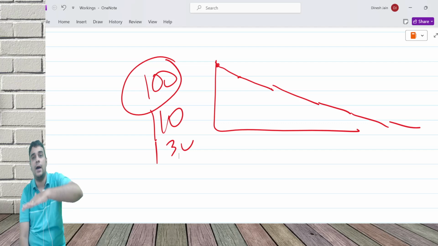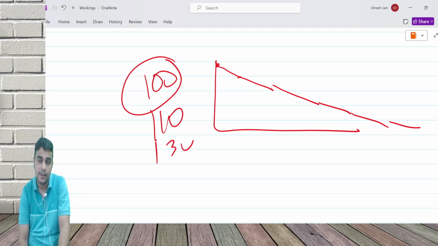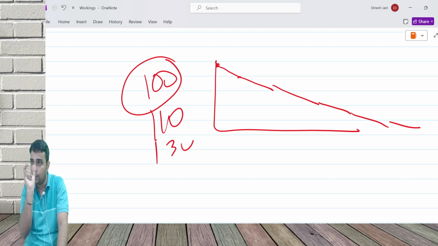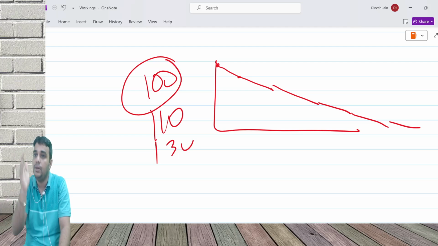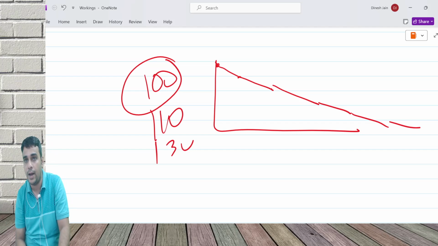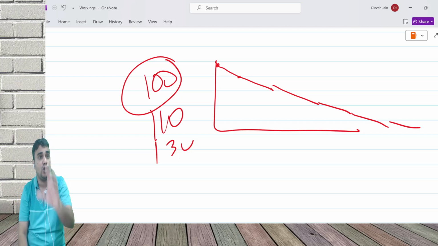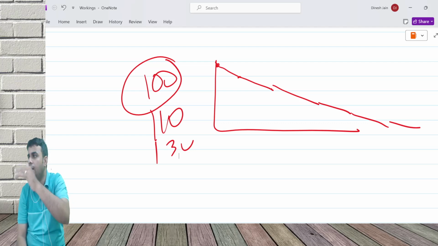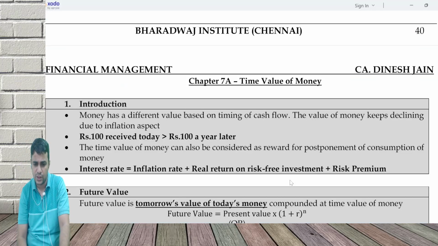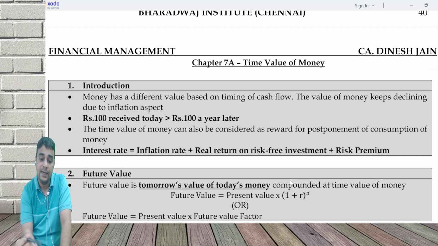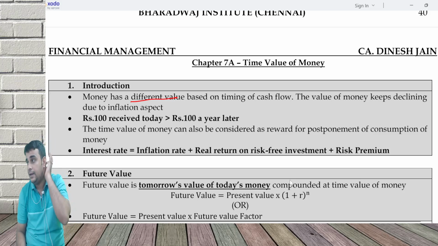So I have to preserve the value of money. For preserving the value of the money, you have to increase the amount. I'm again talking about increasing the amount, not the value. Value is not going up. 100 becoming 110 does not mean your value has gone up. 100 becoming 110 in a year means the value is preserved at 100, because what you were able to do with 100 today, you need 110 rupees a year later. So this is the concept. Money has different value based on the timing of cash flow.